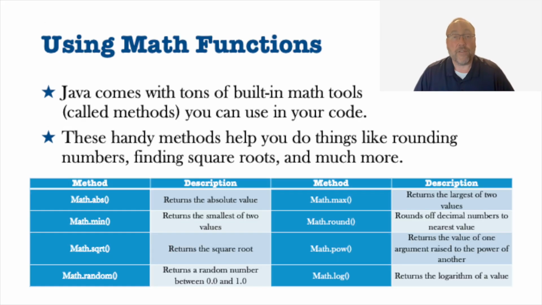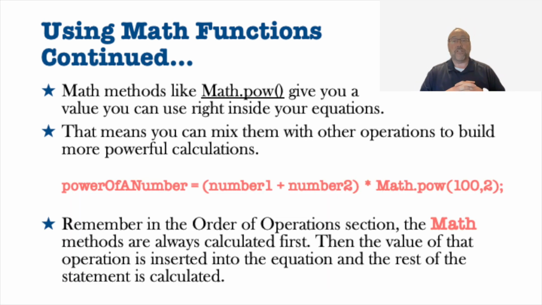So I mentioned that Java comes with its own functions. We call them methods in Java, but they're built in and you can use them directly within your equations. Here are some of them, kind of the top 10. They'll calculate absolute value, pick the smallest of a couple of values, square root, return a random number, which we'll use later, return the max of 2 numbers, round to the nearest decimal, do power of or exponents, and do logarithms. We're not going to mess with all of these in this video series, but certainly you could play around with them. Like I mentioned, you can use these math methods directly in your equations.